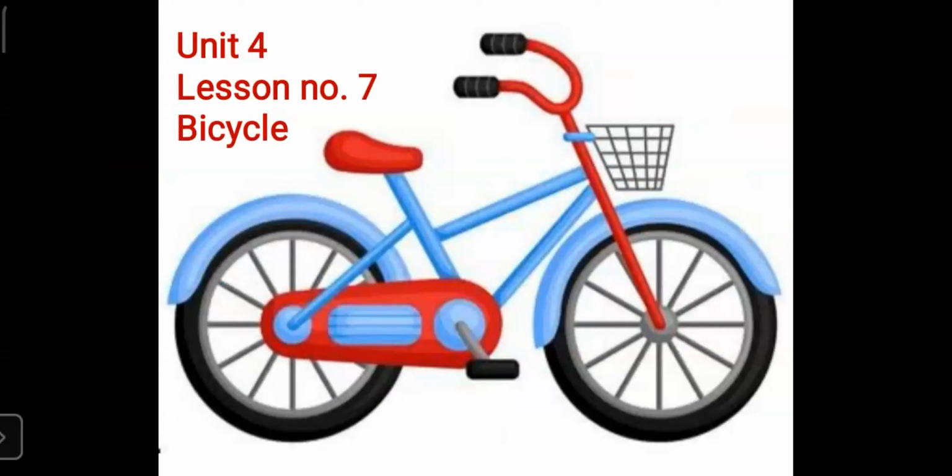Children, I will explain the lesson once again. Those who have joined the lecture late or those who have missed something, you can pay attention now. Please pay attention now as I read and explain the lesson once again. Today, children, we have read and learned about the lesson Bicycle. It is the 7th lesson of your English textbook. Unit number 4, lesson number 7, Bicycle.